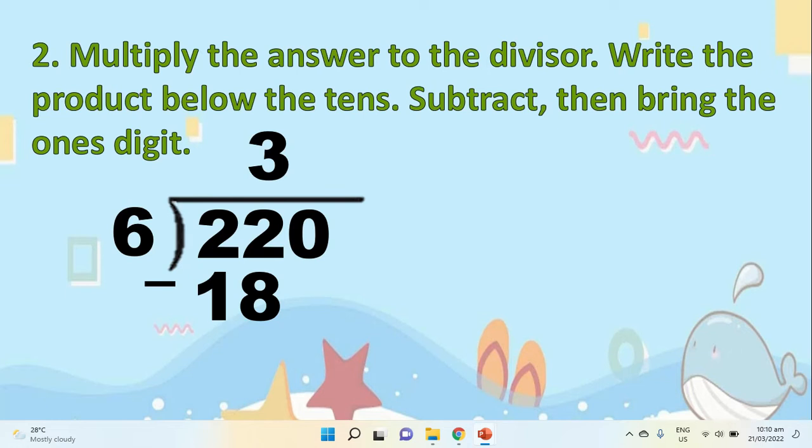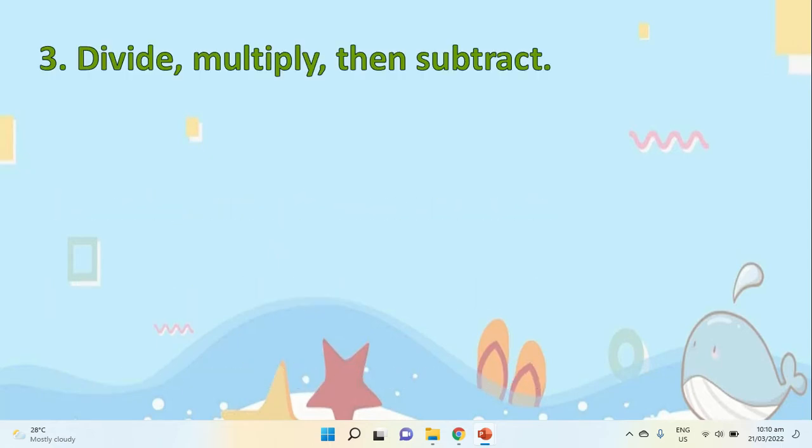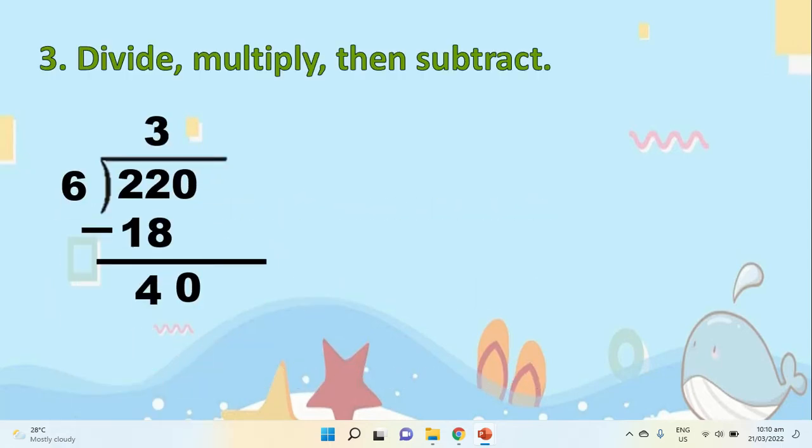22 minus 18 is equals to, very good, 4. And then bring down the ones digit 0 here. The third step is you will divide, multiply, then subtract. Since this is our last answer from step 2, we will divide. So 40 divided by 6. So what would be the answer?